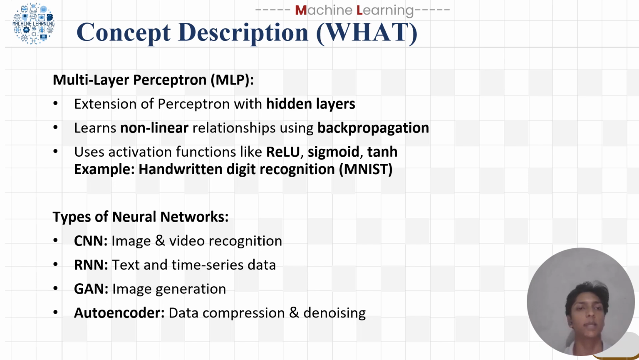Now the types of neural networks, in this there is CNN, that is convolution neural network, used for image and video recognition. RNN, recurrent neural network, used for text and time series data. GAN, that is generative neural network, used for image generation. And autoencoders, that is for data compression and denoising.